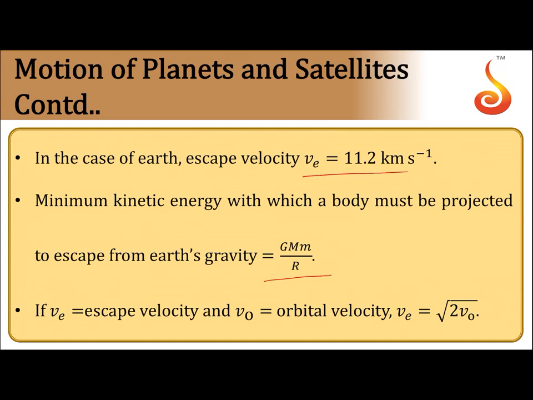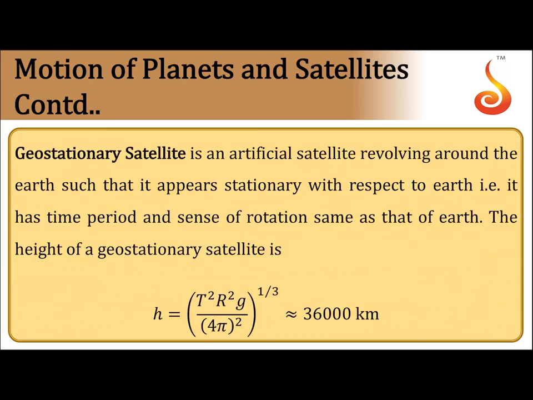So, escape velocity and orbital velocity are related by the relation Ve is equal to root 2 V naught. So, this V naught is not inside the root. This is the relation between escape velocity and orbital velocity.